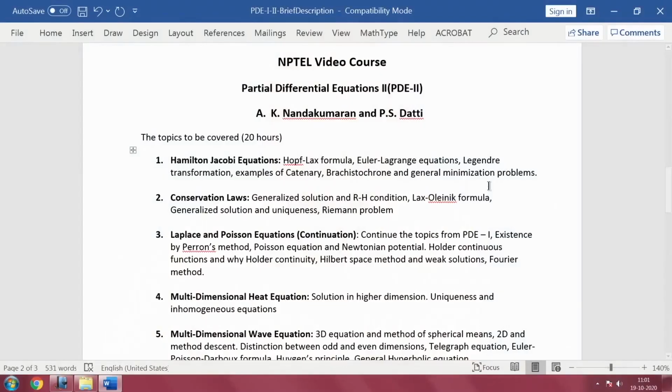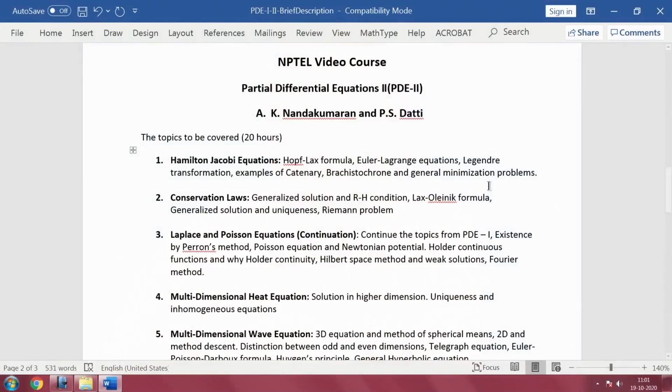In the second part, let me briefly tell you, we will study in a little more elaborate way whatever we studied in PDE course 1. This PDE course 2 may probably be offered next year in 2022, or maybe in the second half of the second semester of 2021. There we will study 2 important equations, namely the Hamilton-Jacobi equation and conservation laws. Both are first order equations.